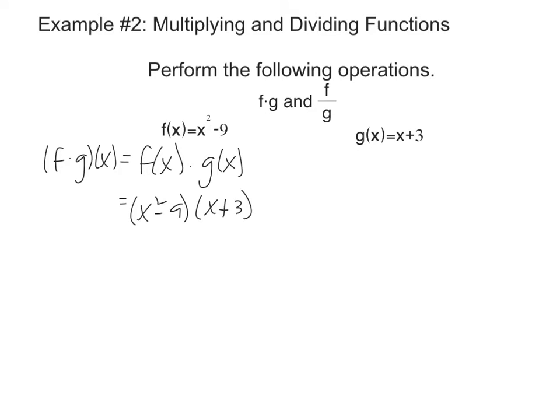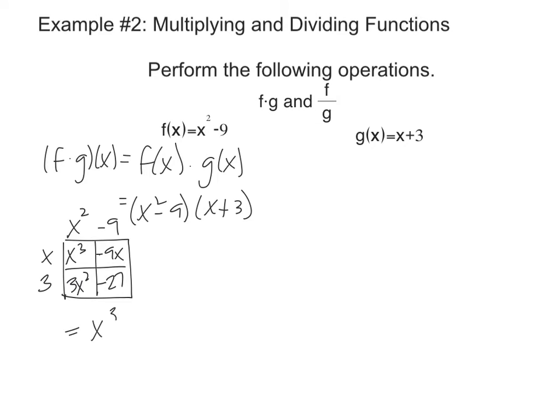Remember, when you multiply polynomials, you should really use the box, better known as basically your distributive property. It's your choice, it doesn't matter. So this box will be x cubed, 3x squared, negative 9x, and negative 27. When you take everything out, your final answer will be x cubed plus 3x squared minus 9x minus 27.